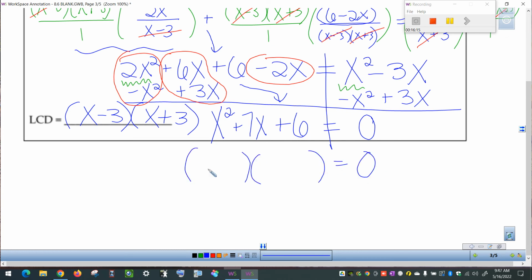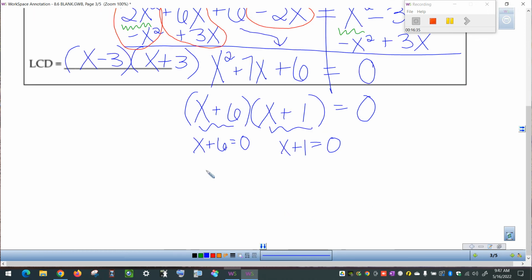All right, so now when we're thinking about factoring, we want our numbers to multiply to 6 and add to 7. So let's do 6 and 1. We get x plus 6 times x plus 1. And then to finish it out, we'll go ahead and set each factor equal to 0 and solve for x. So we end up getting negative 6 and negative 1.